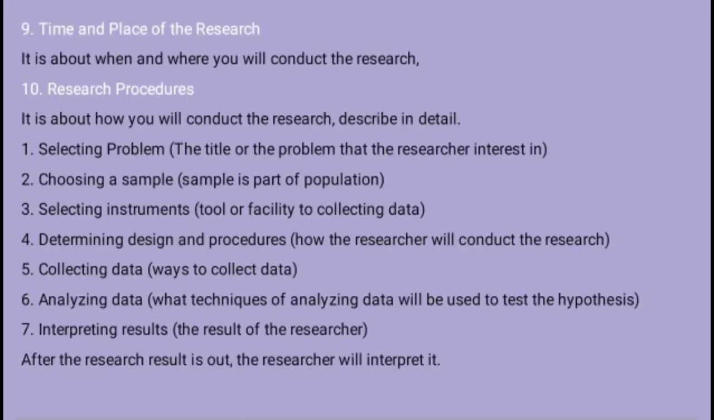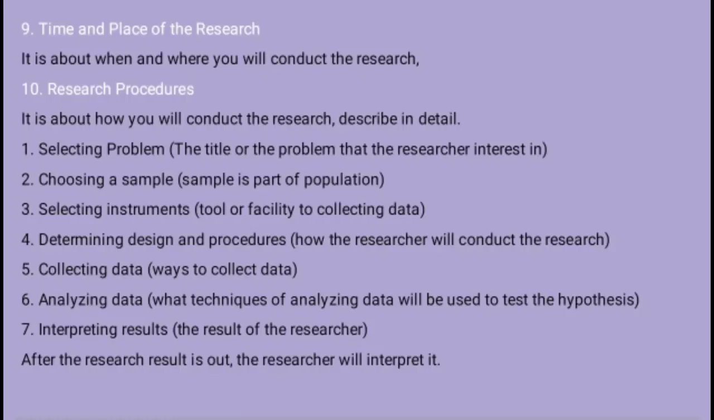For example, first you will select the problem, for example, the title or the problem that the researcher is interested in, and then the second one is choosing a sample. Sample is a part of population. Then selecting instruments, it's about tools or facilities for collecting data. Then determining design and procedure. It's about how the researcher will conduct the research, and then collecting data. It's about the ways to collect data, and then analyzing data. It's about what techniques of analyzing data will be used to test the hypothesis, and then the last one, it's about interpreting the result.